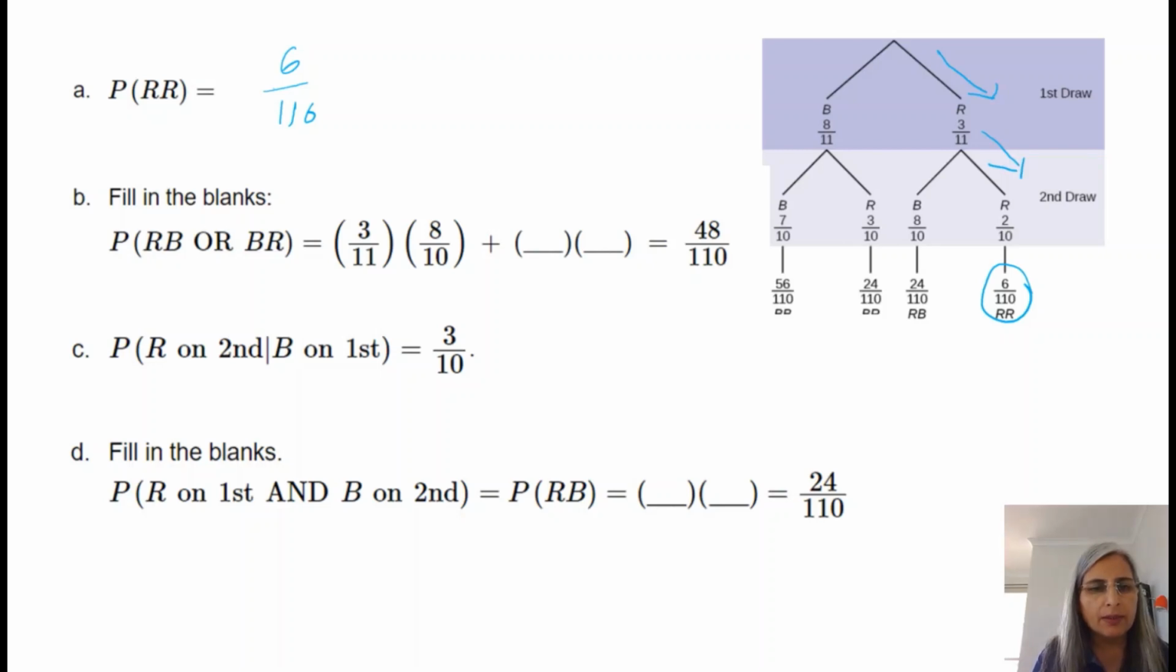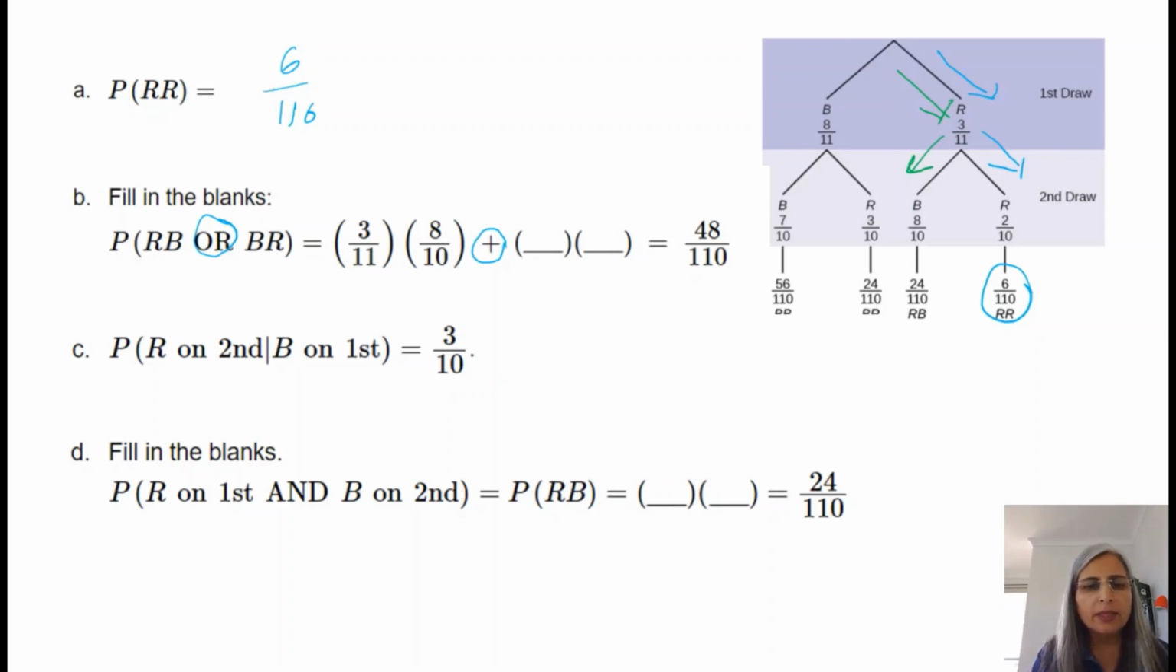In part B, fill in the blanks. We want the probability of an RB or BR combination. And we know that in statistics, the word or refers to the union, which means that the individual probabilities of RB and BR would be added, which you can see over here. And the probability of RB has already been calculated, because in RB, we will be moving in this direction first and then in this direction. So that comes to 3 over 11 times 8 over 10.